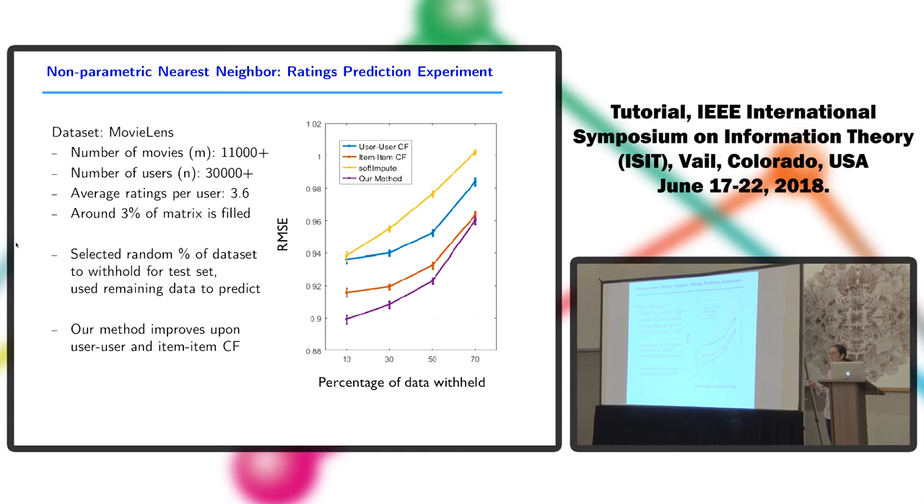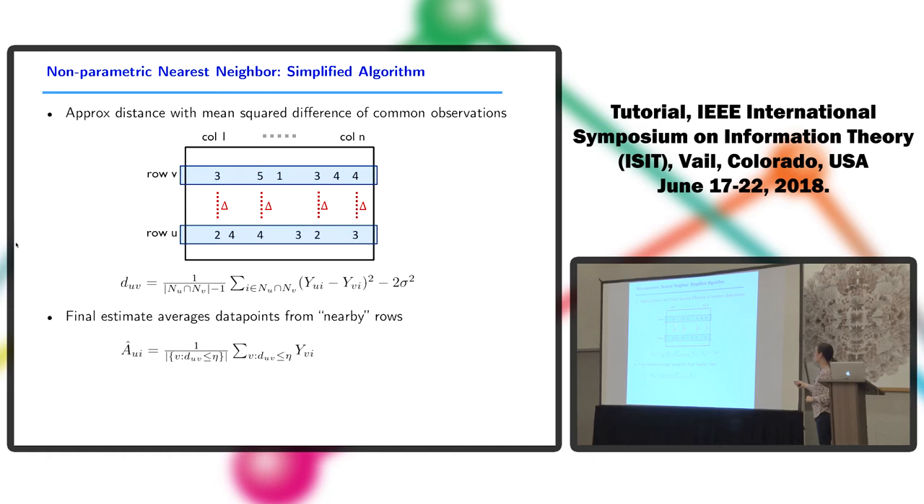So we'll look at a simpler algorithm. Instead of looking at the empirical variances between differences, let's simply use the mean squared difference. To compute the distance between rows U and V, I look at all the common observations, all the columns that are common, and then I simply take the average of the squared differences. Here I subtract a little bit, which is the variance of the additive error terms. Given this distance, the final estimate averages data points from nearby rows.